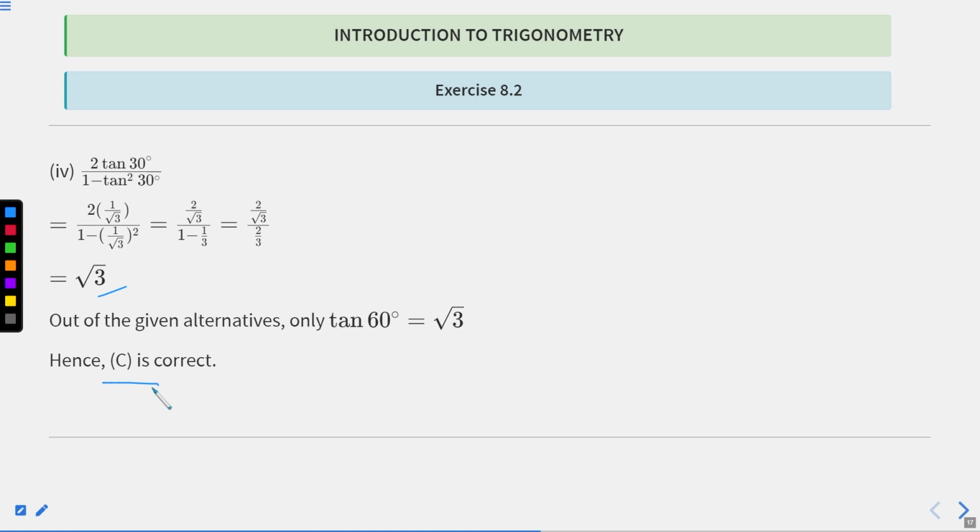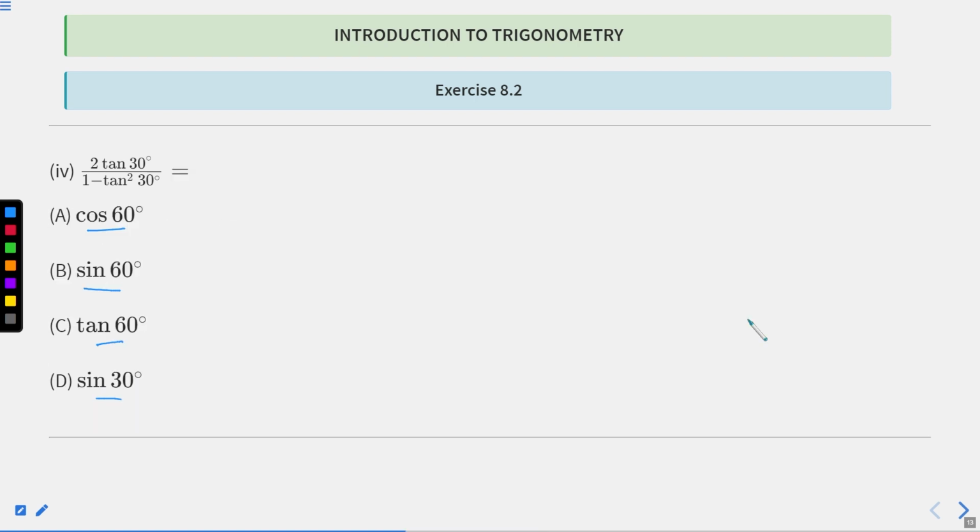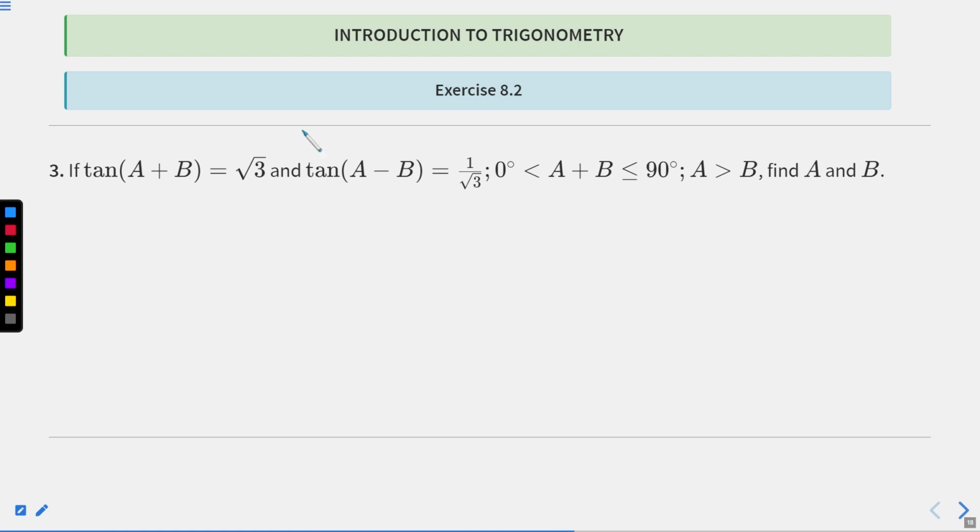Okay, so now here in the options, tan 60 degree is equal to root 3, and we get the value of this as root 3. So here option C is the correct option. Okay, so now let us move to question number 3.